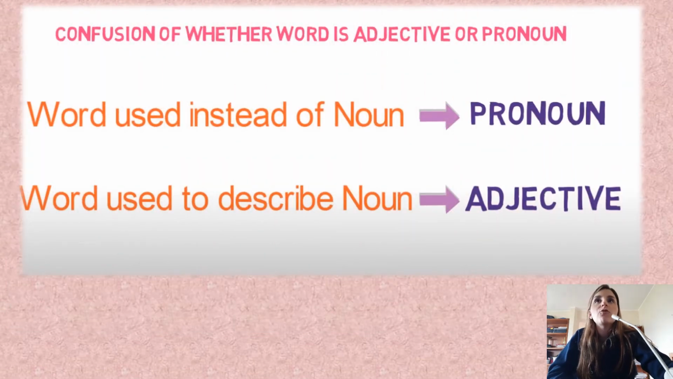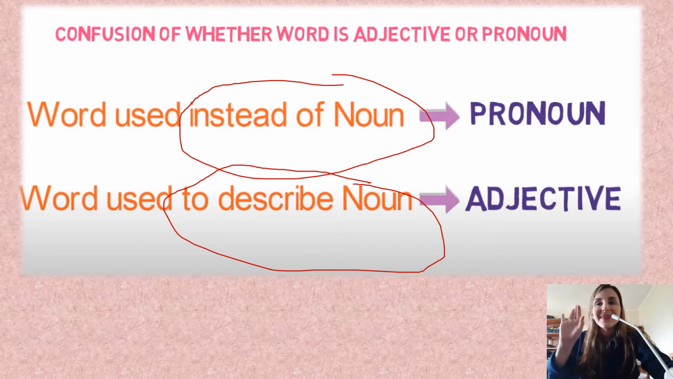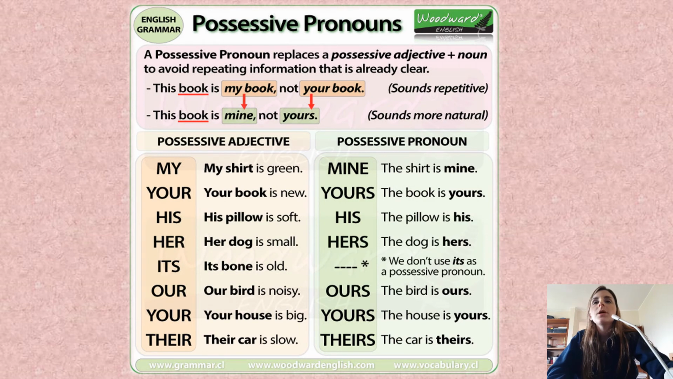Confusion of whether a word is an adjective or a pronoun. A word used instead of a noun, it's a pronoun. A word used to describe a noun, it's an adjective. That's it. Simple. Here we have the chart. I think that we studied this chart in 4th grade, the chart about possessive pronouns and possessive adjectives. So there you can see the difference between them.